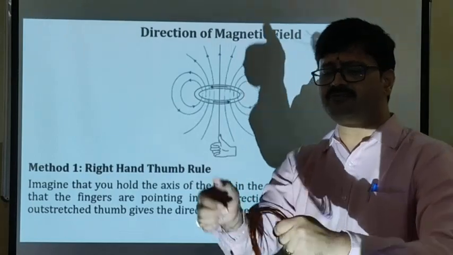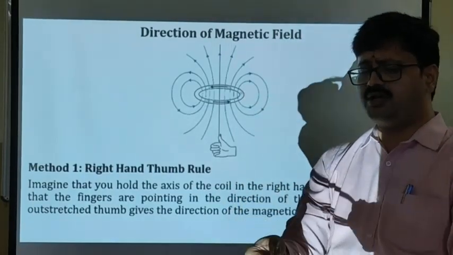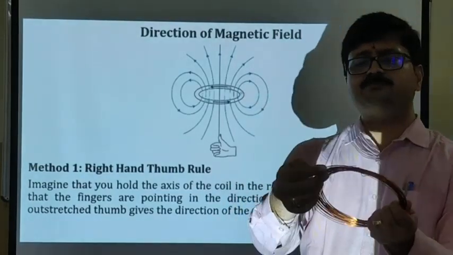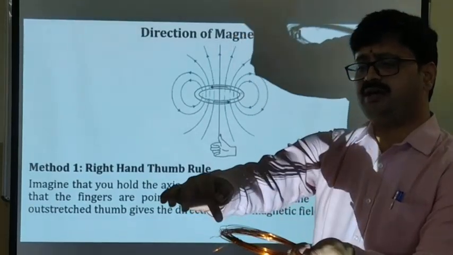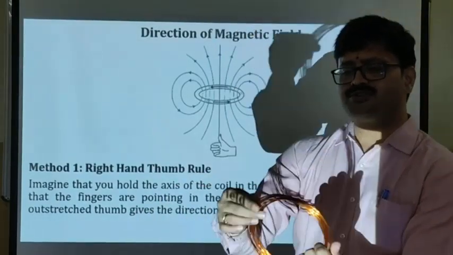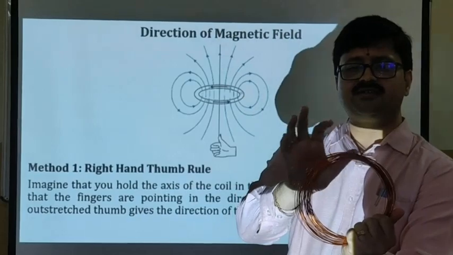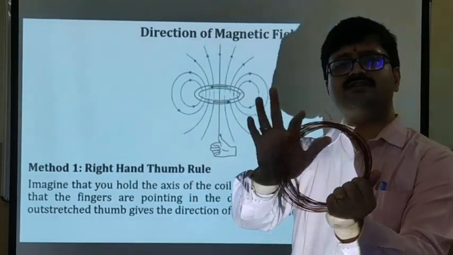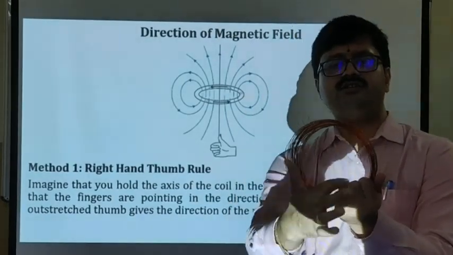Now let me just reverse it. Now let me just hold the coil like this. Now this end is positive, this end is negative. So current will flow in this direction now. Suppose this end is positive, this end is negative. Current will flow in this pattern. Current will flow in this direction now.